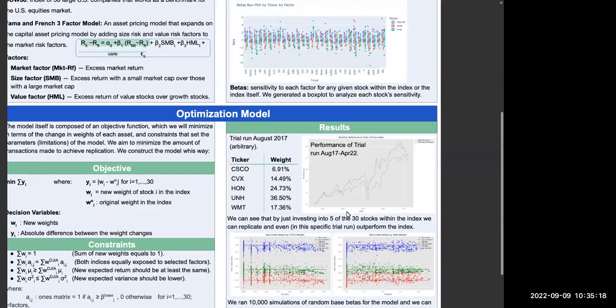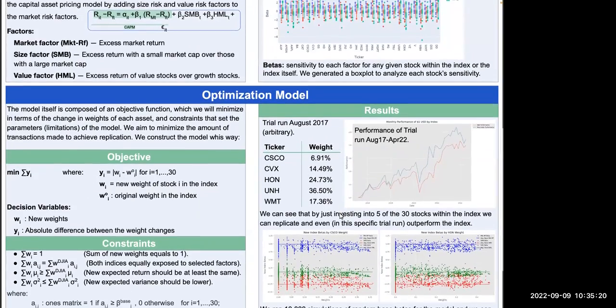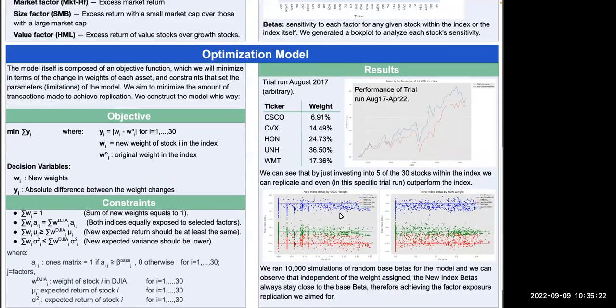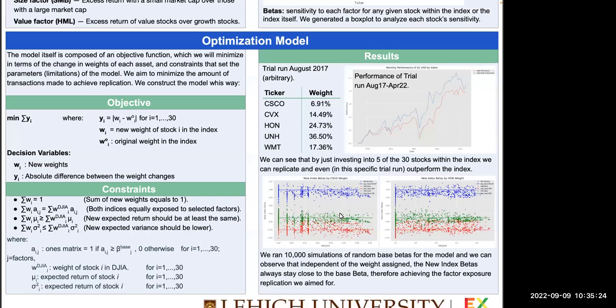Basically, what we did was generate 10,000 simulations of two things. First, of random weights within the Dow 30, which told us basically where the base beta ranges should be. And with that in mind, then we generated the same 10,000 simulations for the optimization model with random base betas.